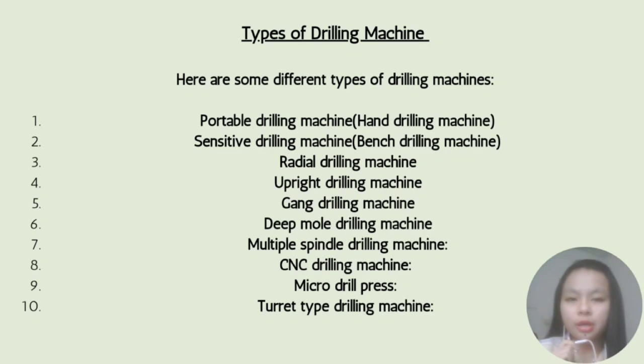of drilling machine. The first is portable drilling machine, hand drilling machine. Second is sensitive drilling machine, bench drilling machine. Third, radial drilling machine. Fourth, upright drilling machine. Fifth, gang drilling machine. Sixth, deep hole drilling machine. Seventh, multiple spindle drilling machine, and eighth is CNC drilling machine, and ninth, micro drilling machine, and the last is turret type drilling machine.